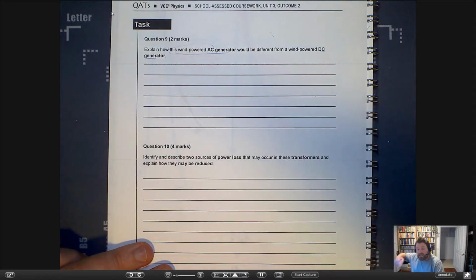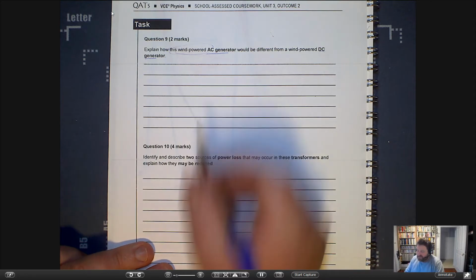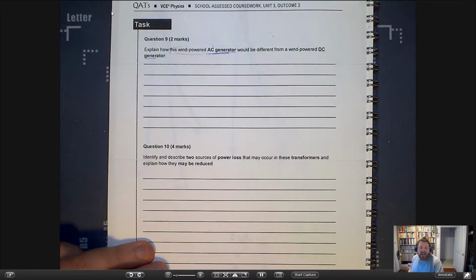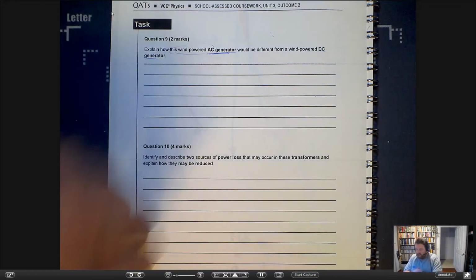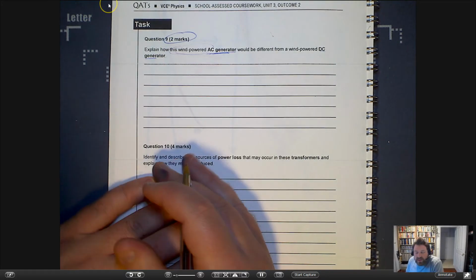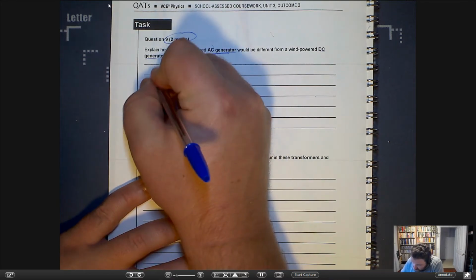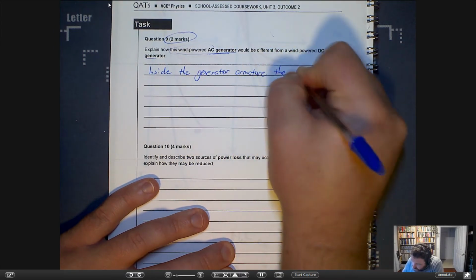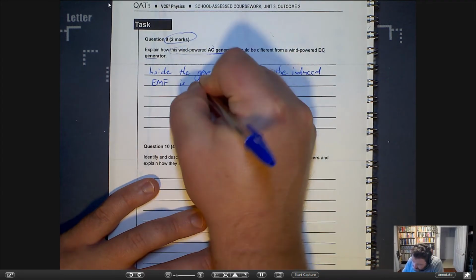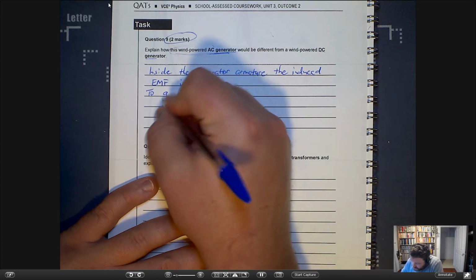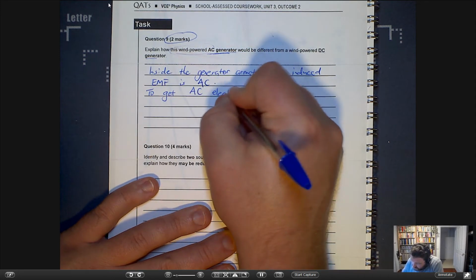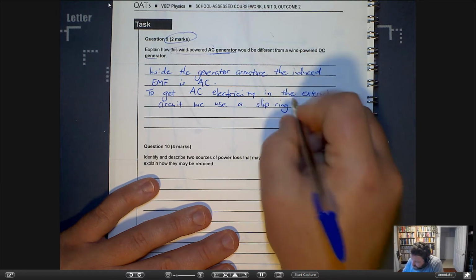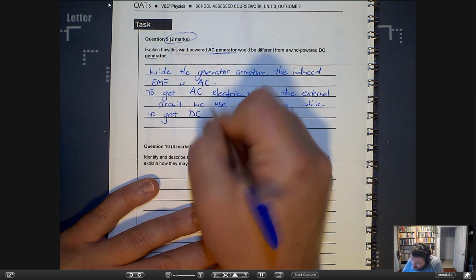So the input is just a rotor that's spinning round and round. So the question is, how do you get AC out of a spinning turbine or a spinning armature as opposed to DC? And that's all about the commutator that you use. It's only worth 2 marks, so let's not go overboard with our answer. We can just say inside the generator armature, the induced EMF is AC. To get AC electricity in the external circuit, we use a slip ring, while for DC we connect.